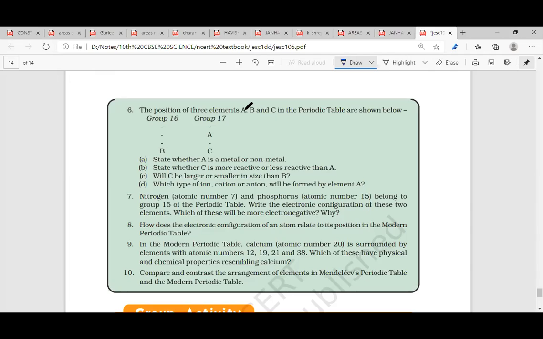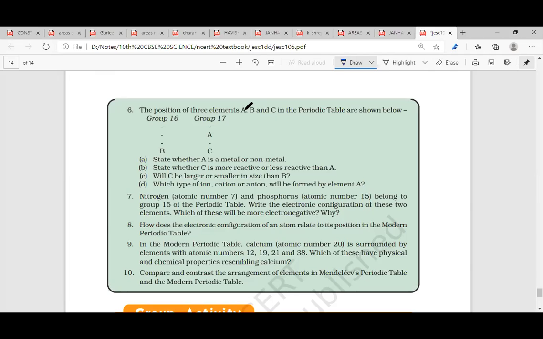In a modern periodic table, calcium, atomic number 20, is surrounded by elements with atomic numbers 12, 19, 21, 38. Which of these have physical and chemical properties resembling calcium? Draw the electronic configuration and write their position around calcium.